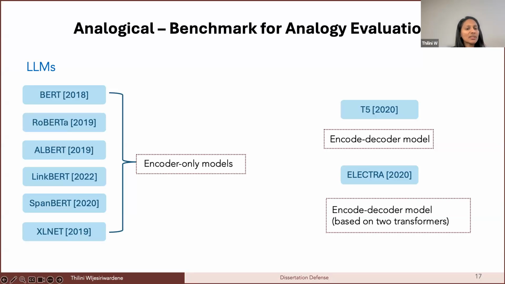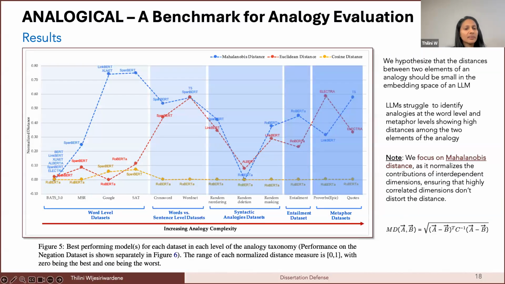We try to get a balance between different architectures. And moving on, this is where I would like to focus. This is the results, so I'll explain what is happening here. We hypothesize that the distance between two elements of an analogy should fall close together, that is, the distance should be small in the embedding space of an LLM.